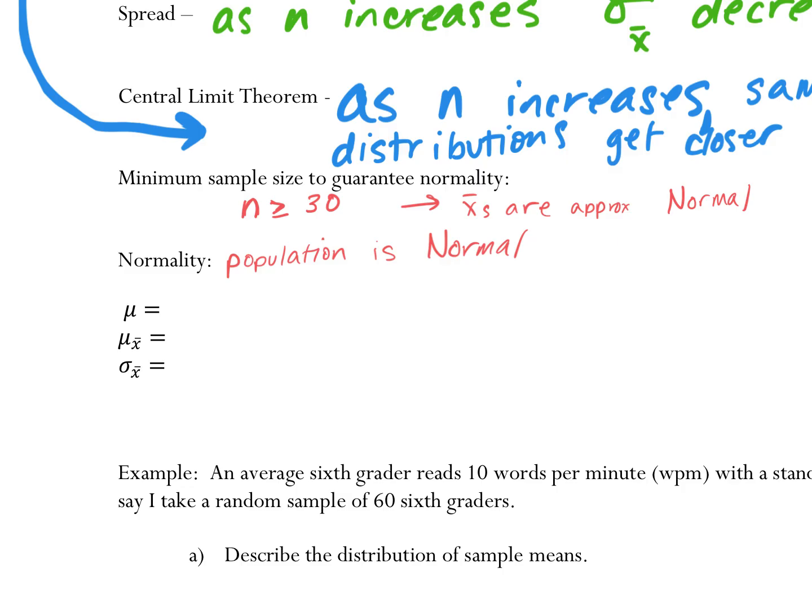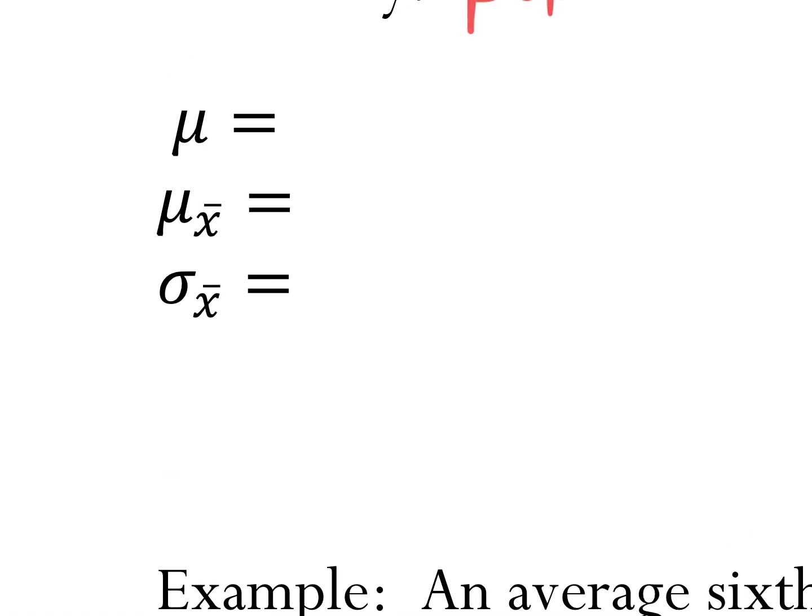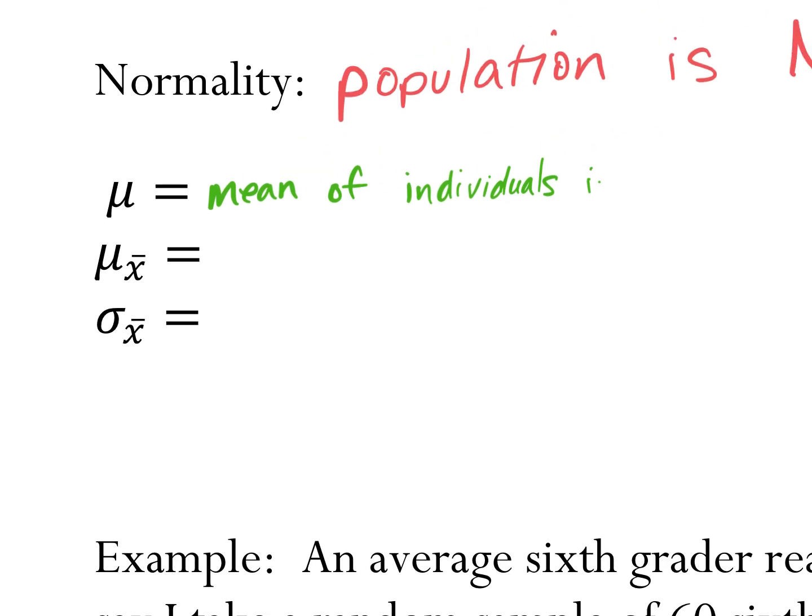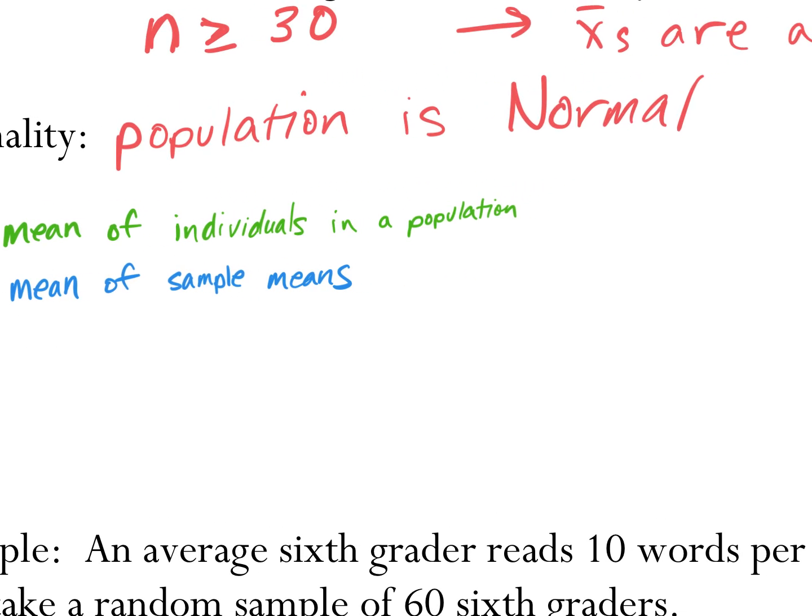All right, a quick reminder of different notations because there's a lot here. When I say just mu, that is the mean of individuals in a population. When I say mu with the subscript X bar, that is the mean of these sample means. Those two symbols mean two different things, so they're talking about two different groups. However, they always have the same value.